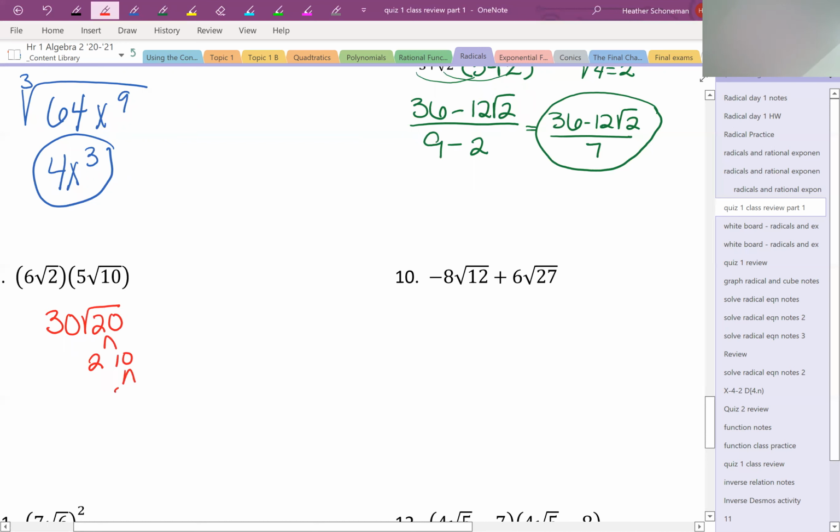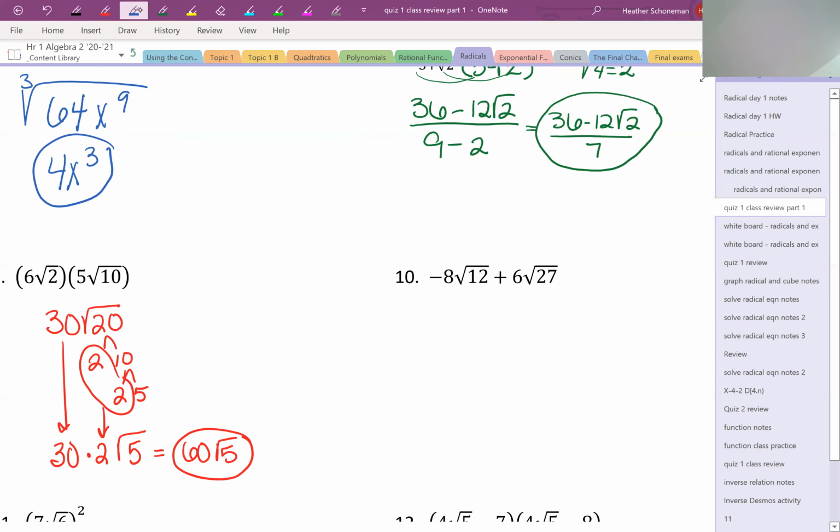That would be 2 and 10 and 2 and 5. So the 30 is outside. The 2 can now come outside and the 5 is underneath. So my final answer is 60 square root 5.